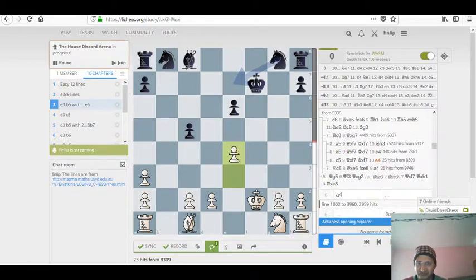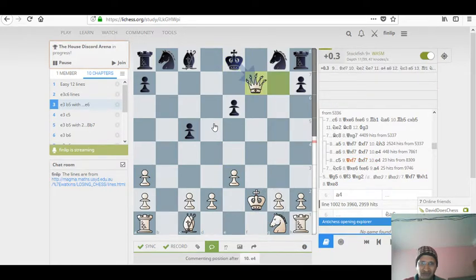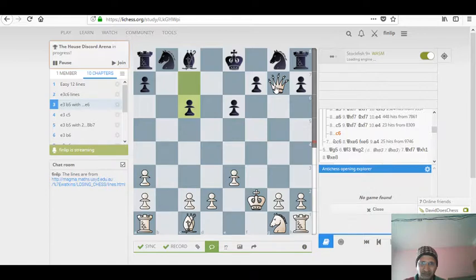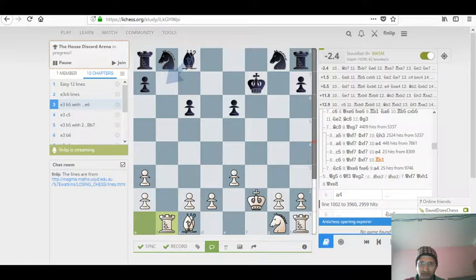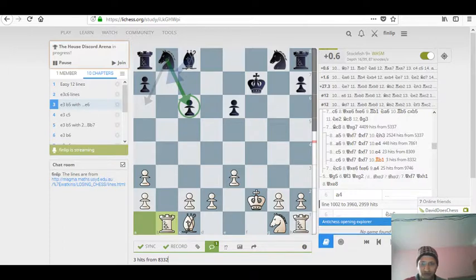Alright, and now we next go to the option c6. In case of the move c6 here by black, we just take here again, and after king takes we just play rook to b1. Since this square is covered, we can now go to b1 and try to win that way. There are only 3 hits from 8332 here, but I don't want to go any further into it because of the time constraint.